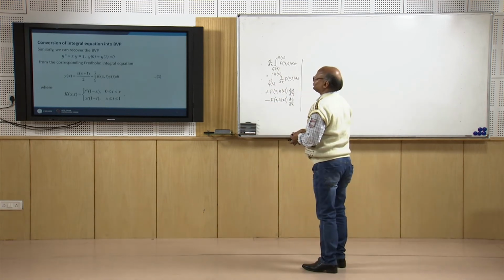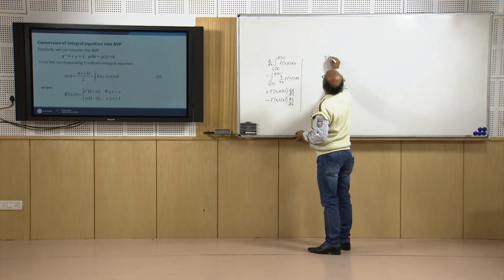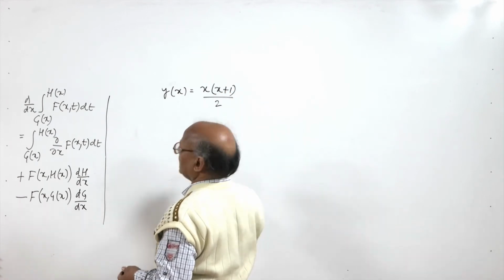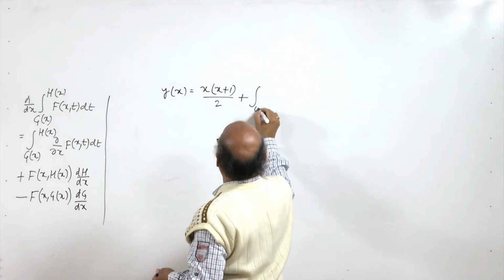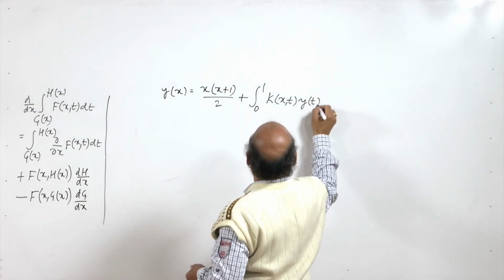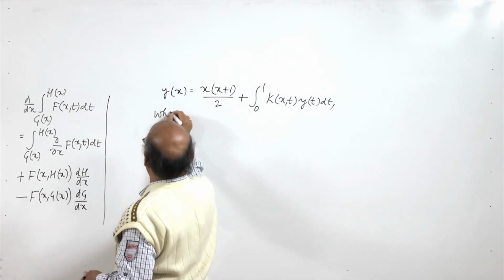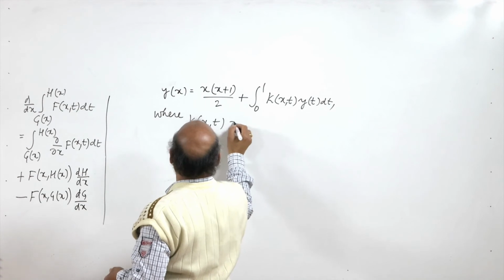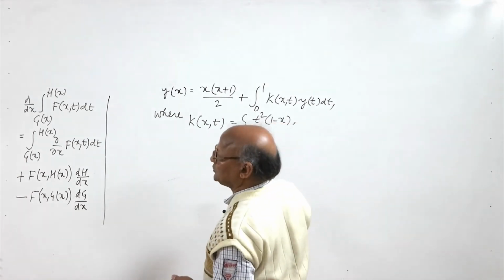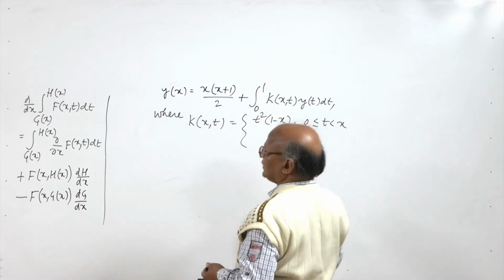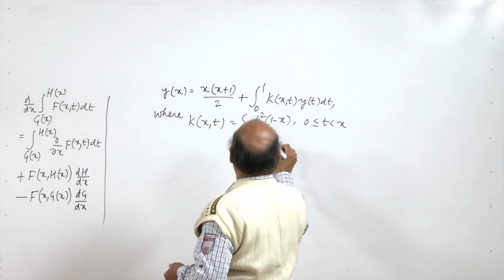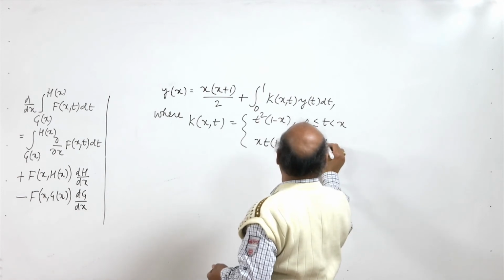Okay, so we shall begin with the Fredholm integral equation y(x) equal to x into (x plus 1) by 2 plus integral 0 to 1 K(x,t) y(t) dt, where K(x,t) is t square into (1 minus x) for 0 less than or equal to t less than x, and x t into (1 minus t) when x is less than or equal to t less than or equal to 1.